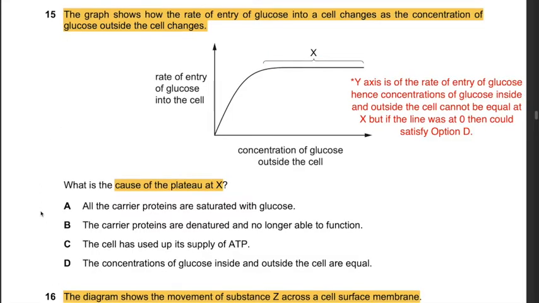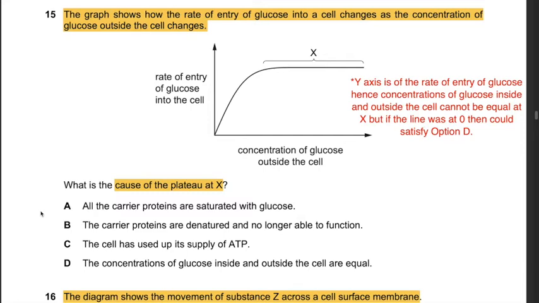Question 15. The graph shows how the rate of entry of glucose into a cell changes as the concentration of glucose outside the cell changes. What is the cause of the plateau at X? A. All the carrier proteins are saturated with glucose. B. The carrier proteins are denatured and no longer able to function. C. The cell has used up its supply of ATP. D. The concentration of glucose inside and outside the cell are equal.